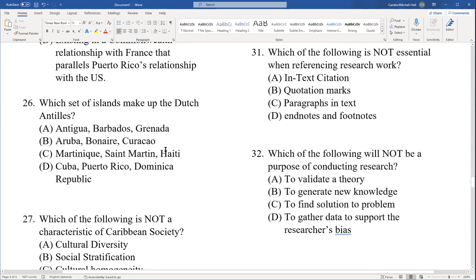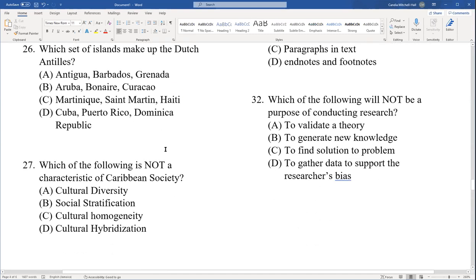26 to 30. Go ahead for me, please. Which set of islands make up the Dutch Antilles? Which one is the answer, class? B as in boy. Aruba, Bonaire, and Curaçao. Very good. ABC islands, very nice, with very colorful buildings. And the Dutch Antilles is also called the Netherland Antilles.